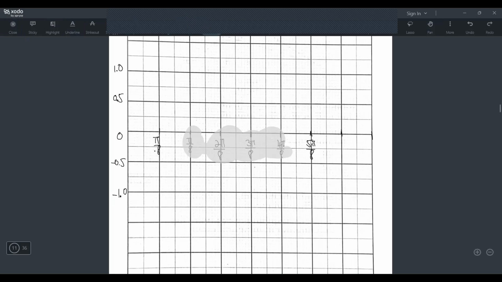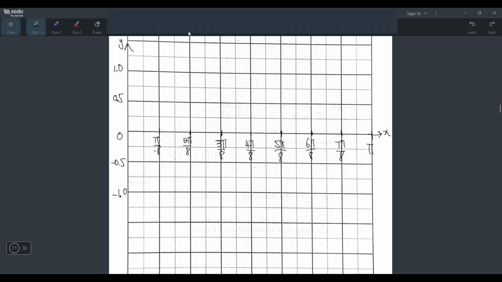So erase, erase, erase. Okay, so this one is 2 pi over 8. This one will be 3 pi over 8, and then 4 pi over 8, 5 pi over 8, 6 pi over 8, 7 pi over 8, and 8 pi over 8, which is pi. 8 pi over 8 is pi. So I'll just write pi here. Right, and then this is the x-axis, and this is the y-axis.